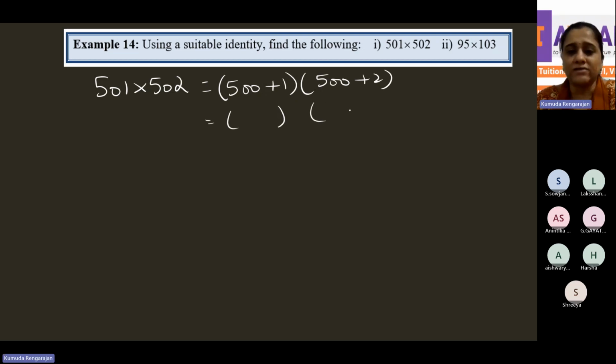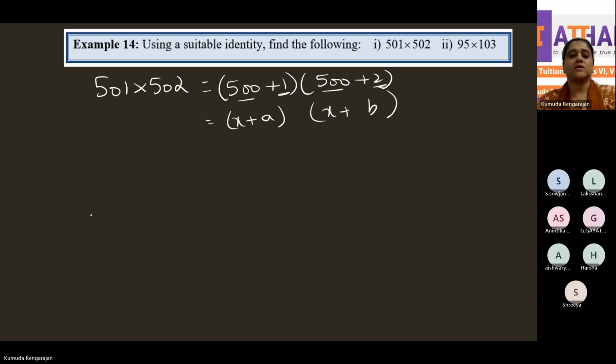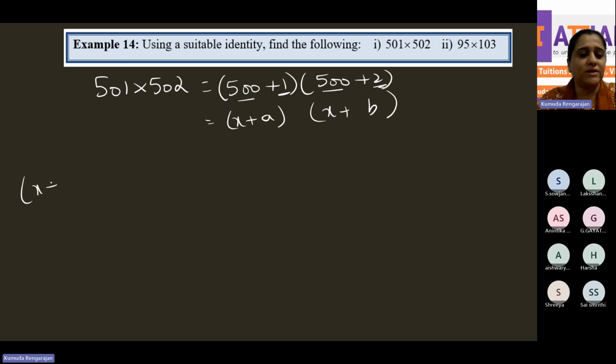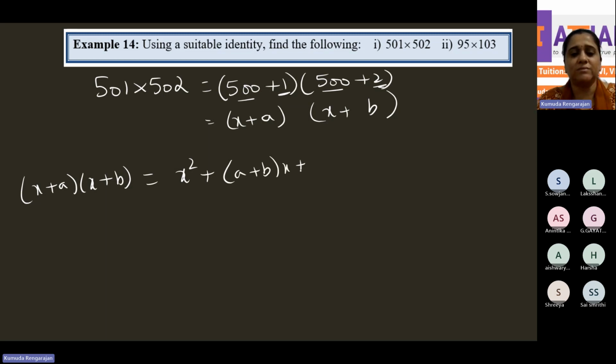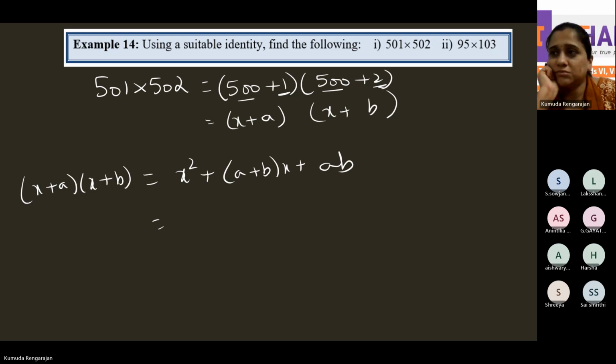Now we have two brackets where the first terms are the same. So x, plus the second terms are different, so a and b. So the given question is of the form x plus a into x plus b, which should be worked as x squared plus a plus b of x plus ab, where x is 500, correct? Where x is 500, what is a? Online students, what is the value of a? 1. And what's the value of b?